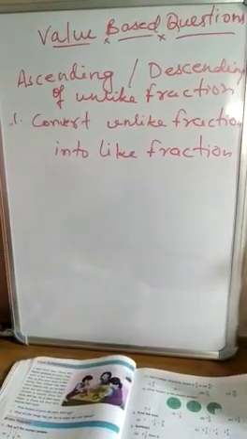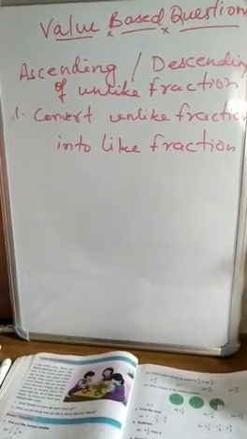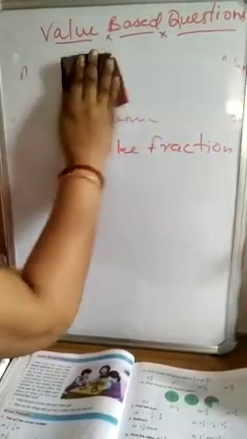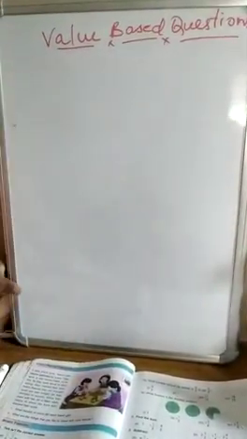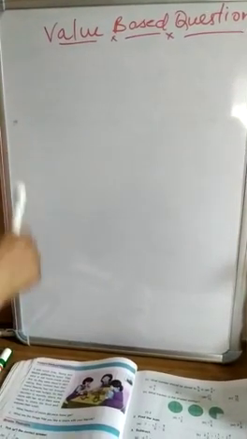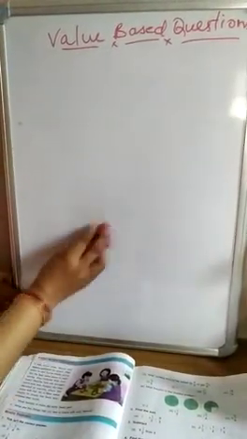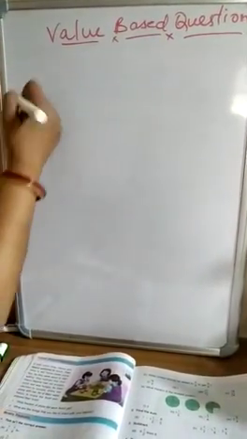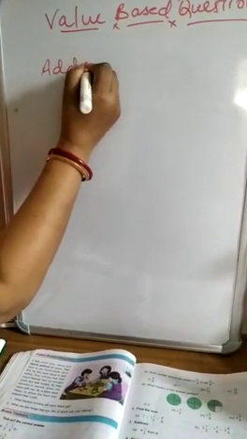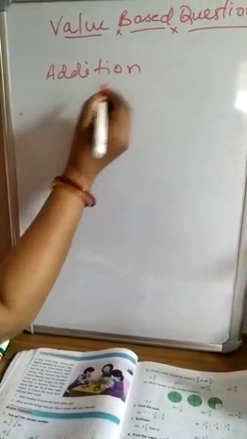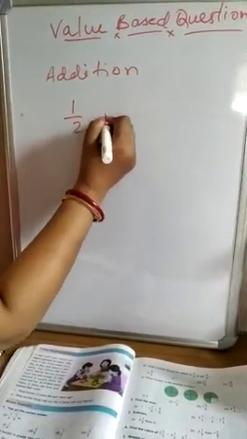We can arrange according to the value of the numerators. Now next point, what I have discussed is addition and subtraction. In case of addition and subtraction, we first have to convert the unlike fractions. In case of addition, for example, unlike fractions 1 by 2 plus 1 by 4.